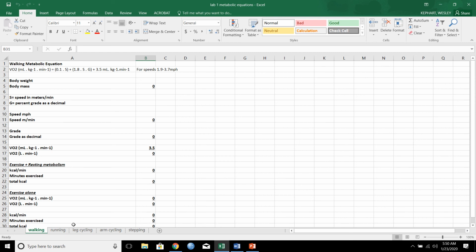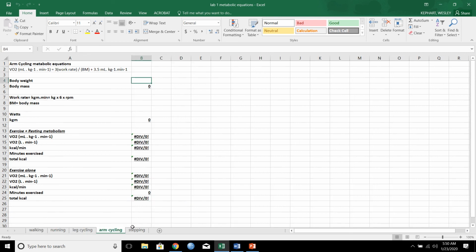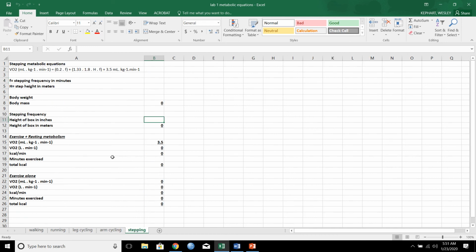And you can go through all of these tabs and make sure that you understand that for all of the ones except for step in. We're not going to do that one in class.